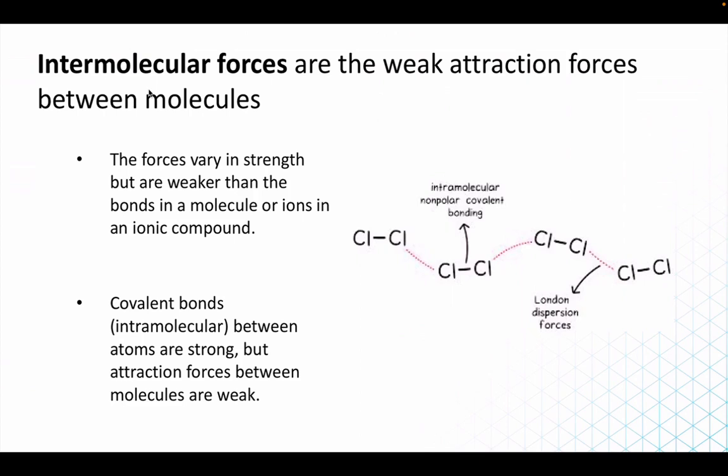This only happens when you have a liquid or a solid. They're not true bonds. Bonds would be intramolecular, and those are much stronger than these. But these still do have an effect on properties of different compounds. So there are 3 different types of intermolecular forces.